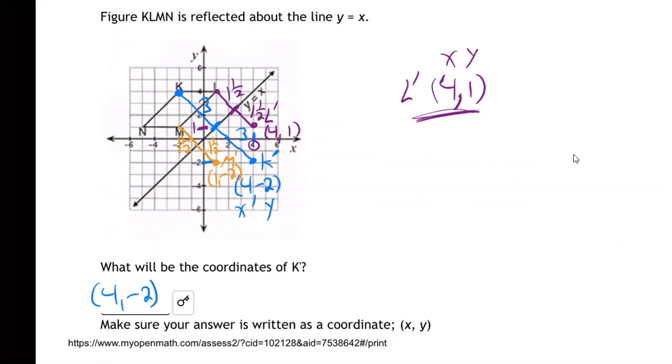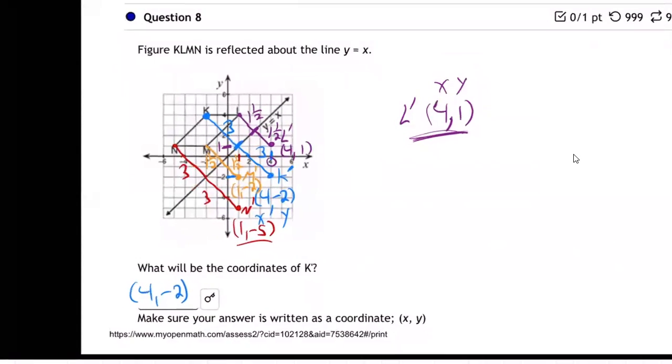And then finally, N would be 1, 2, 3. 1, 2, 3 would be right there. So it's 3 and 3. There would be N prime. What are the coordinates of N prime? Looks like N prime is over 1, down 5 would be the coordinates of N prime. So there's all the possible ones they might ask you on that question. So there we go.